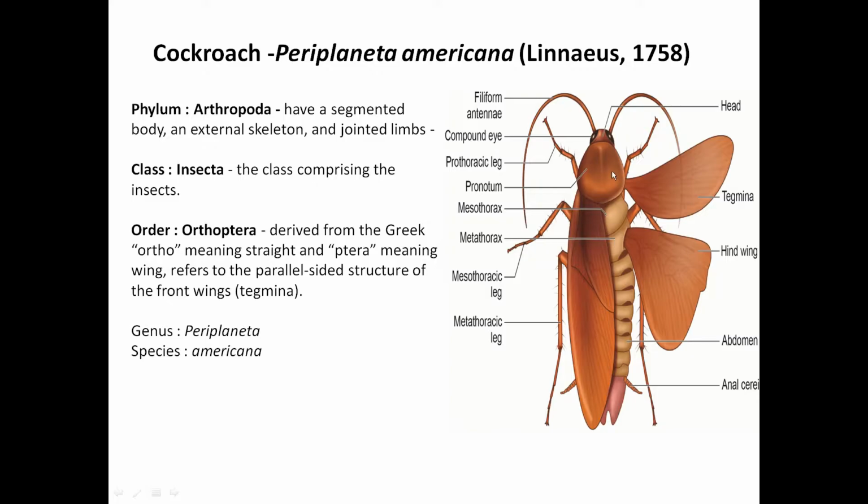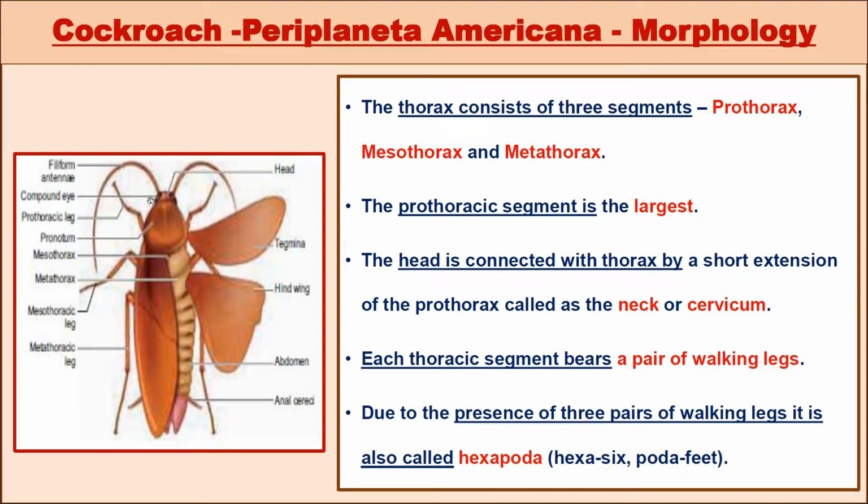The thorax consists of three segments, that is prothorax, mesothorax and metathorax. The prothorax is a larger segment which is triangular in shape, and the head is connected to this thoracic segment by a short neck called cervicum. Each thoracic segment bears a pair of walking legs, and because of the three pairs of walking legs they are called hexapoda. We can see the pair of walking legs in each segment of the thoracic region.